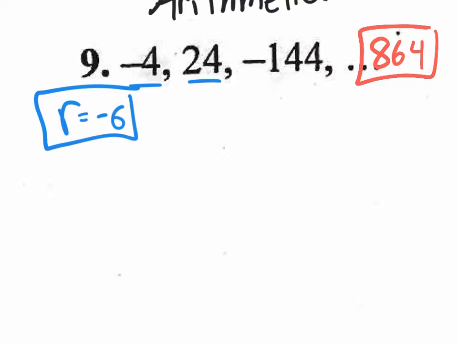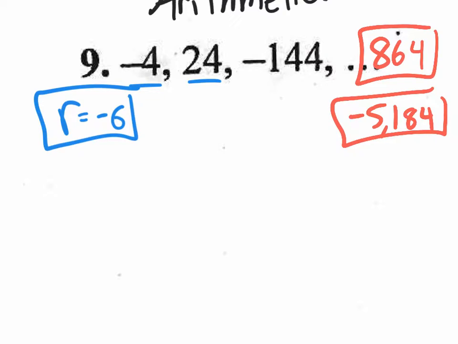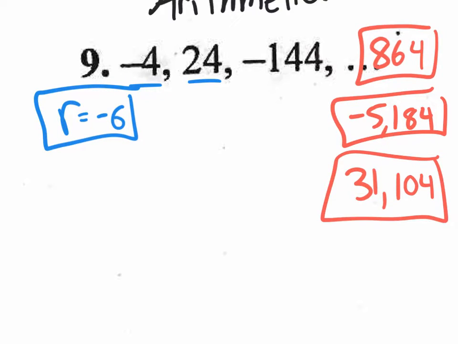That's one answer. And then take 864 and multiply it by -6. -5,184? And the last one, take that -5,184 and multiply it by -6 again. 31,104? So those are your next three numbers right there. 1, 2, 3. Technically, this is your a sub 4th number, a sub 5th number, a sub 6th number. I'm just using the notation to refer to these numbers.